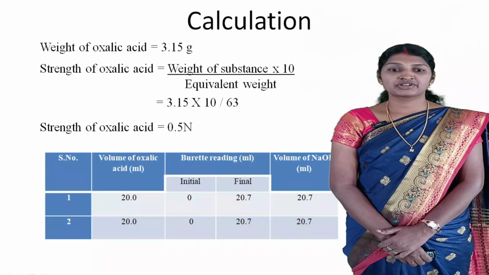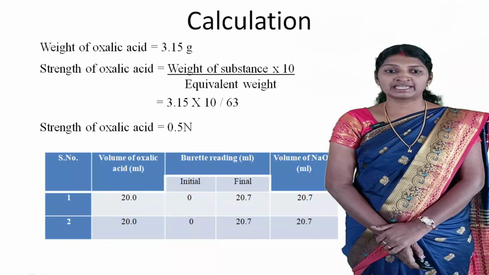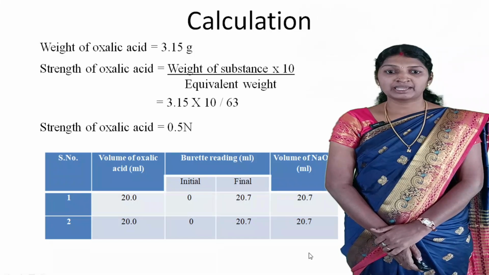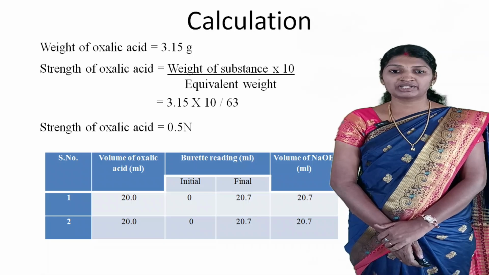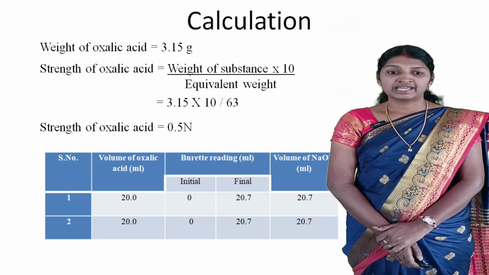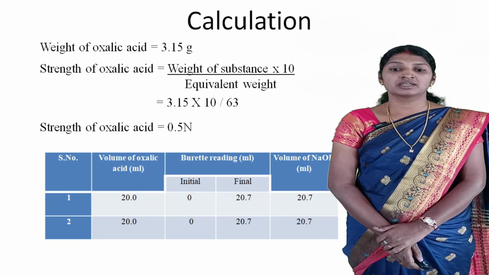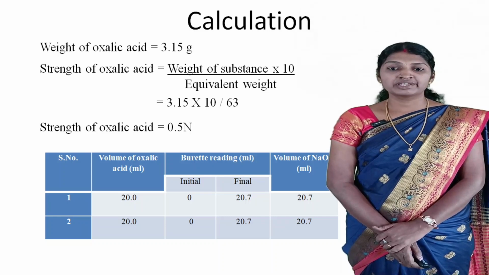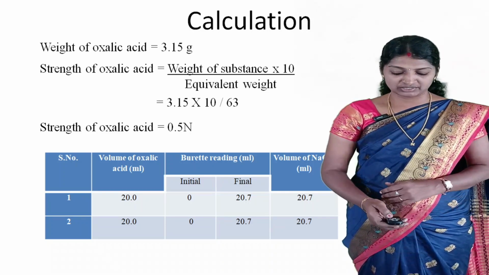For standardization of sodium hydroxide, I have taken 3.15 gram of oxalic acid. Using this weight, I am going to calculate the strength of oxalic acid using the formula: weight of the substance into 10 divided by molecular weight. Weight is 3.15 into 10 divided by 63. Therefore, the strength of oxalic acid is 0.5 normality. The volume of NaOH consumed is 20.7 for this titration.